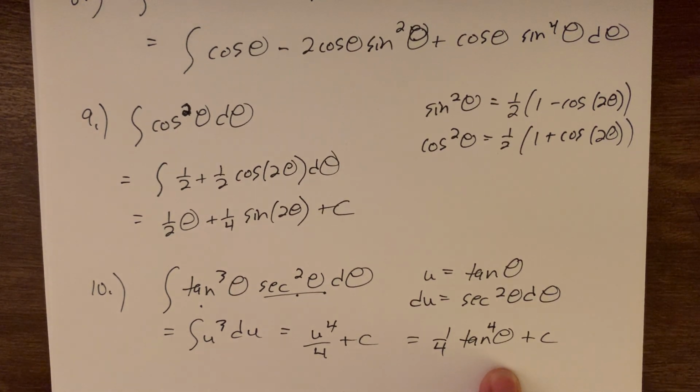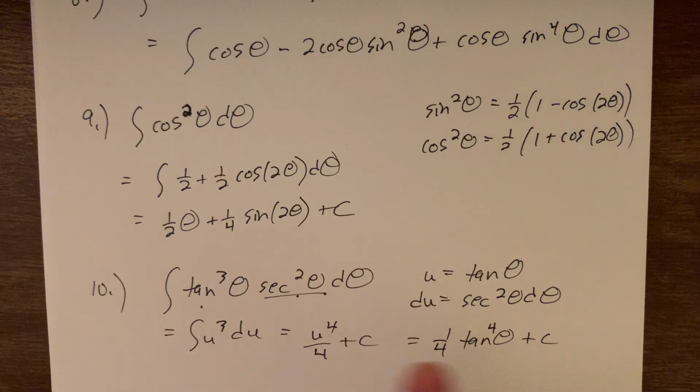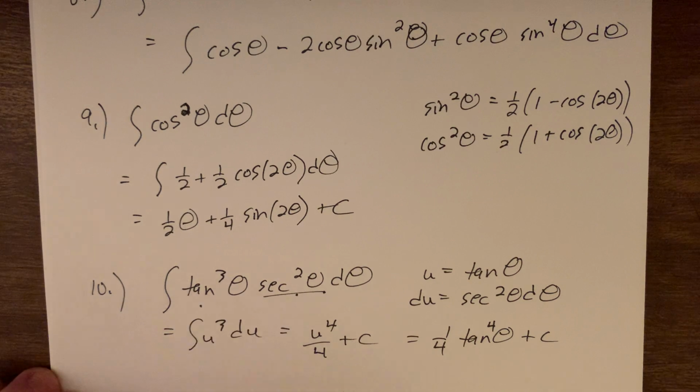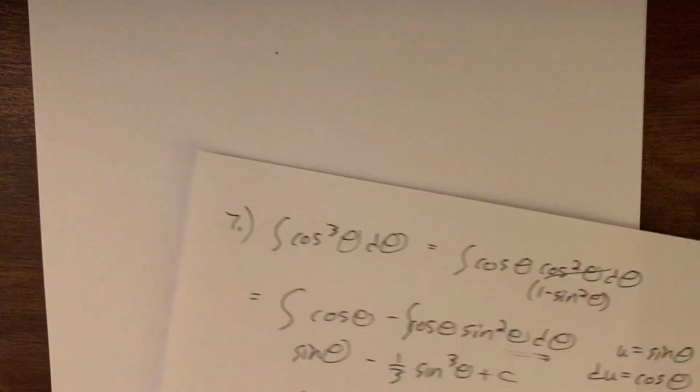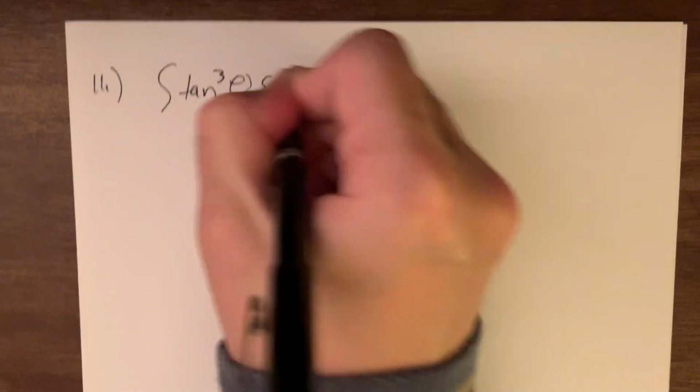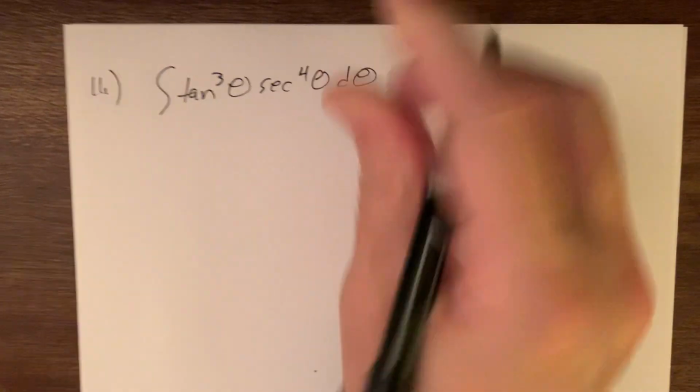Is it always that easy? Well, no, not exactly. But especially when we realize we're dealing with tangents and secants, we're not just looking for a perfect secant or a perfect tangent, we're looking for the perfect derivative of that function. So secant squared is perfect because that is the exact derivative of tangent. You keep going. Let's just make this one a little more complicated now. Number 11. Let's look at tangent cubed secant to the fourth power.